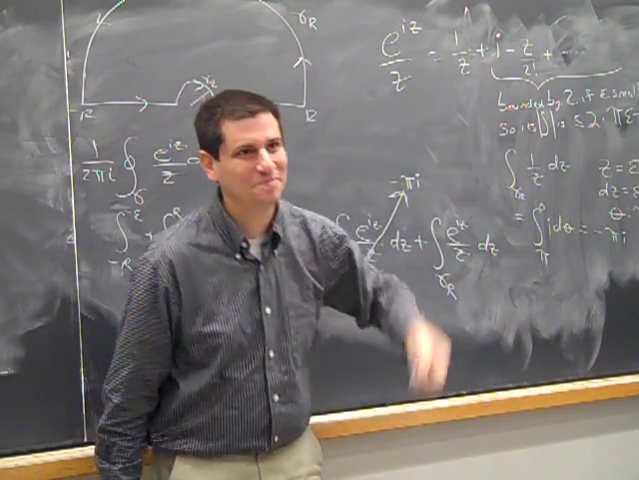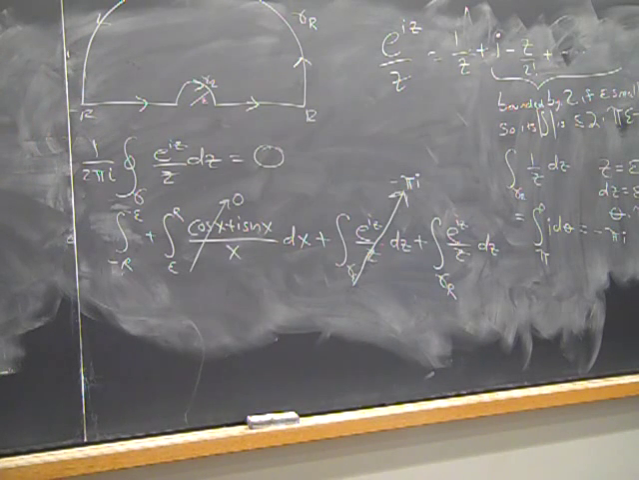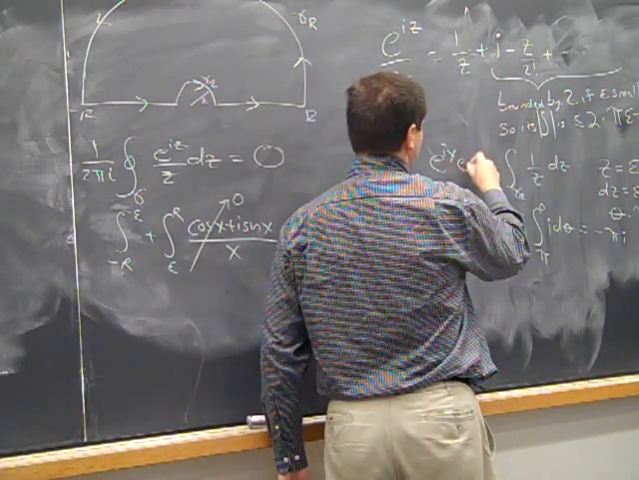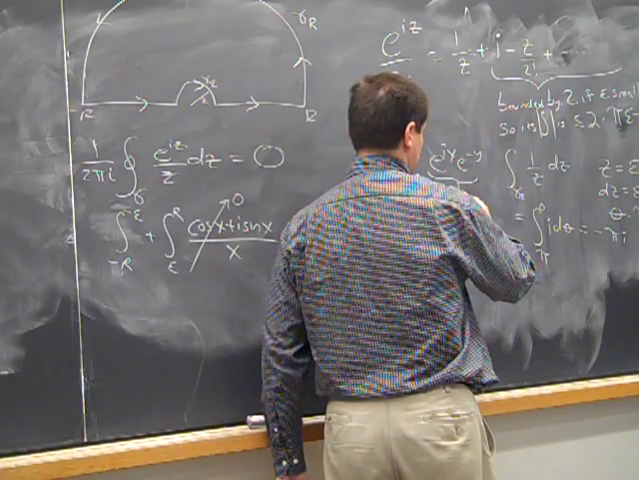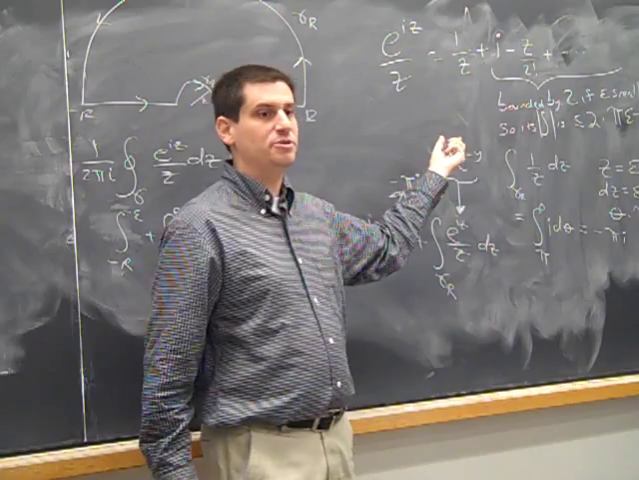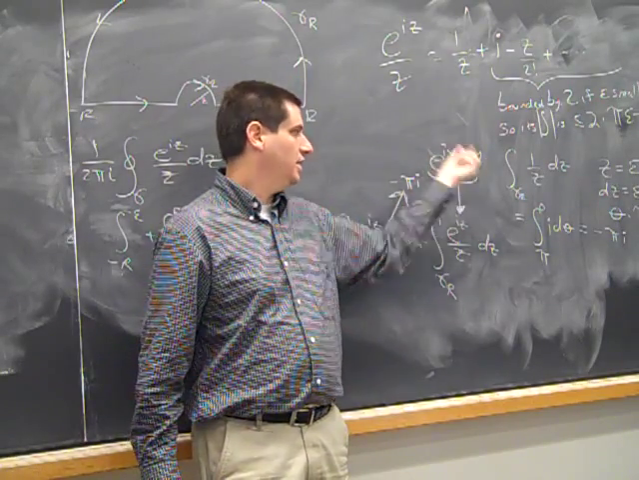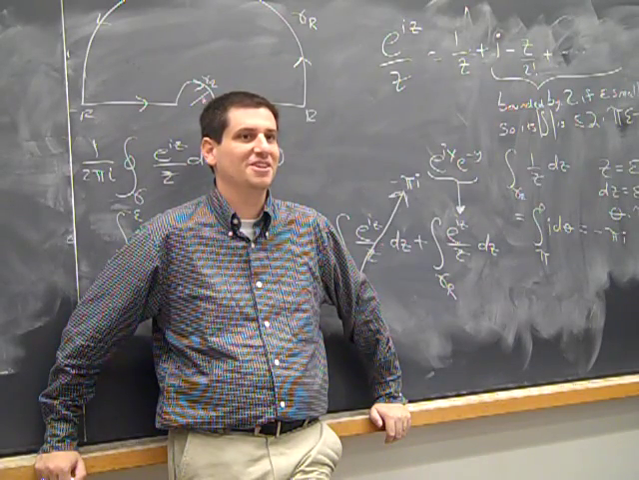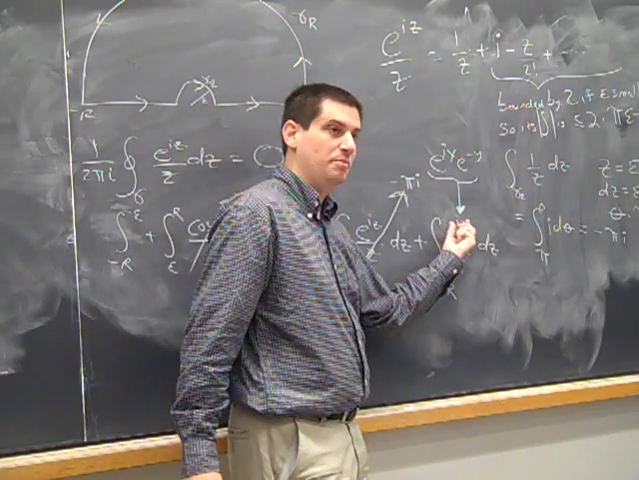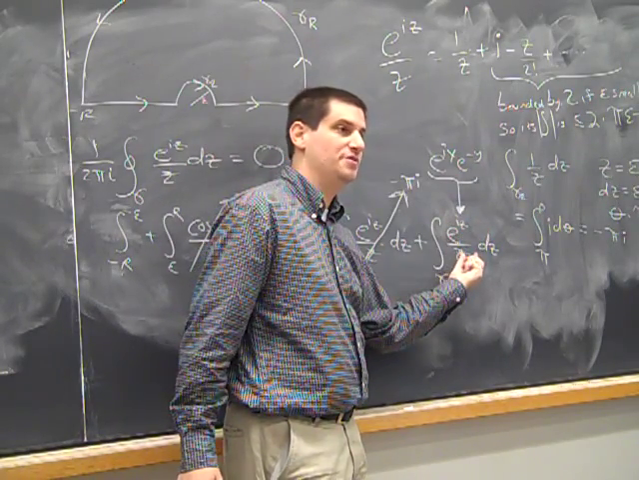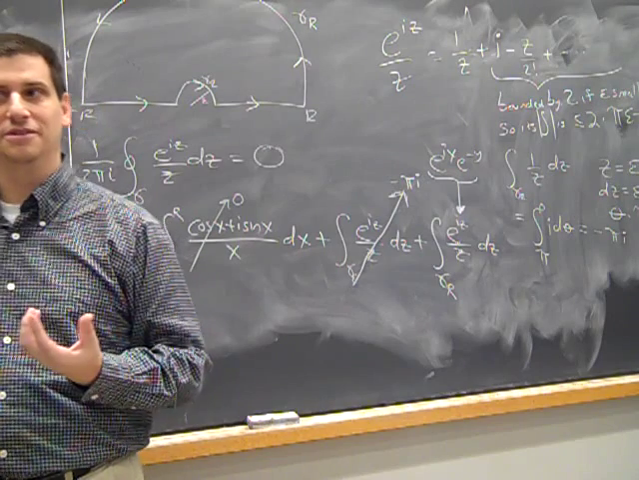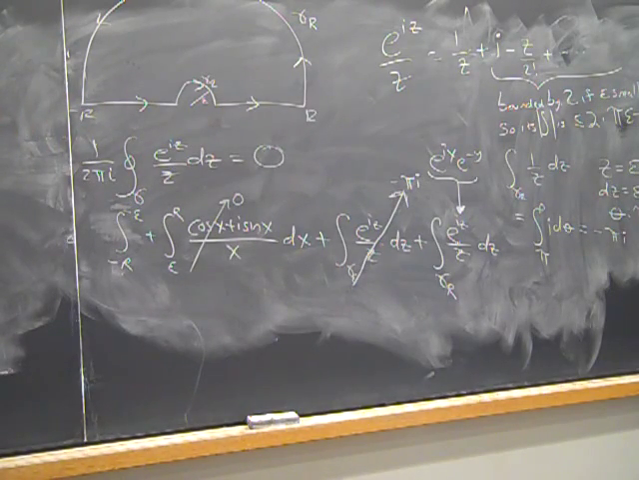Ah, crap, right? It's not enough. Why is it bounded by 1 over r? Well, e to the iz is e to the ix, e to the minus y in the upper half plane. e to the ix is absolute value 1. Right. And e to the minus y is clearly going to be at most 1. So the numerator is at most 1. The denominator is of size r. So I can bound this trivially by 1 over r.